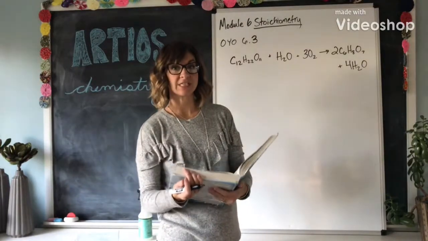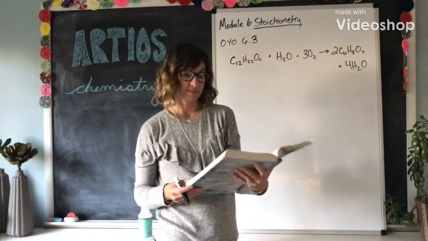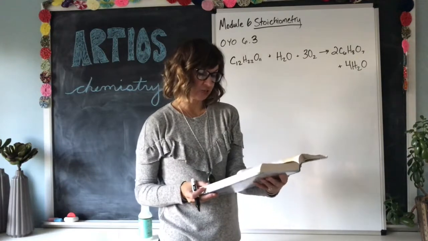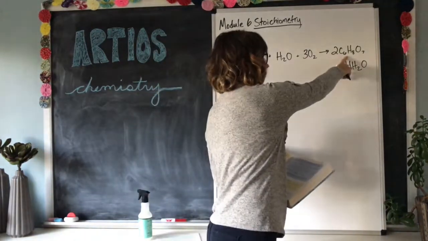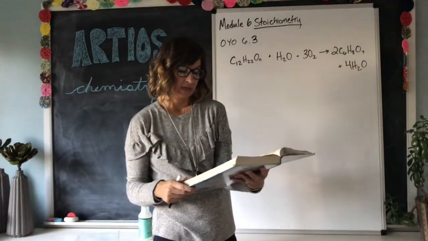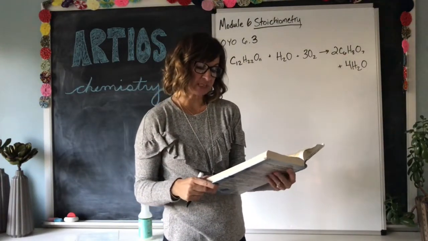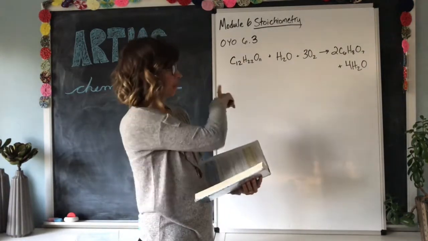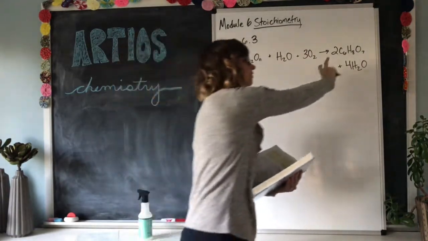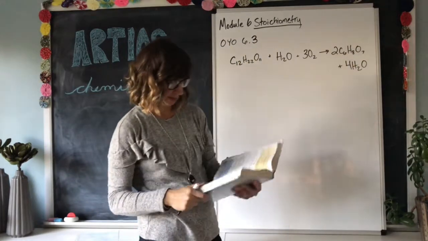And here's On Your Own 6.3. It's on page 171. It says citric acid, C6H8O7, is a component of fruit drinks, jams, and jellies, and it's produced using the following reaction. I wrote it down on the board. Sorry, I ran out of a little bit of room for my products over here.